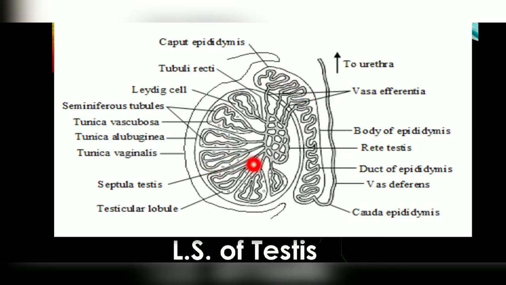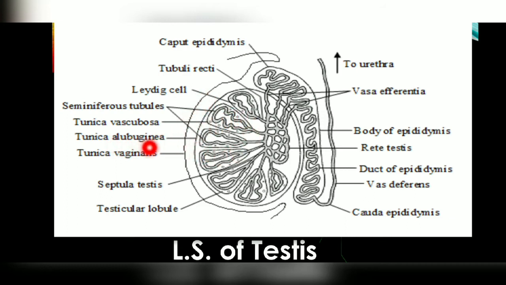So this is our testes, and it is an oval shaped structure covered by three layers. What are these three layers? These ones. Outermost is our tunica vaginalis. This one is the outermost layer, and it is fibrous in nature and provides protection to this testis.